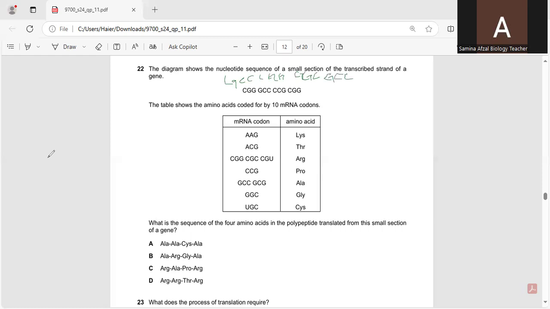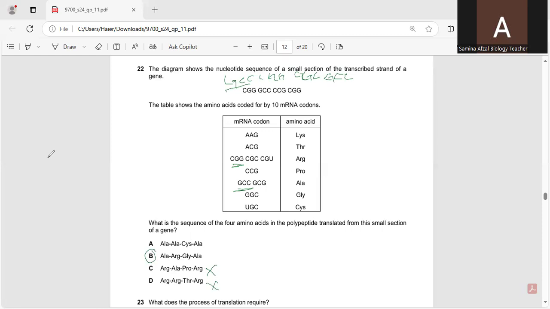GCC. So according to the first one, it is GCC, and GCC is the alanine. So alanine, so C and D are the wrong ones. You can see GCC. And then the next is CGG. So this is arginine. So B is the correct answer.